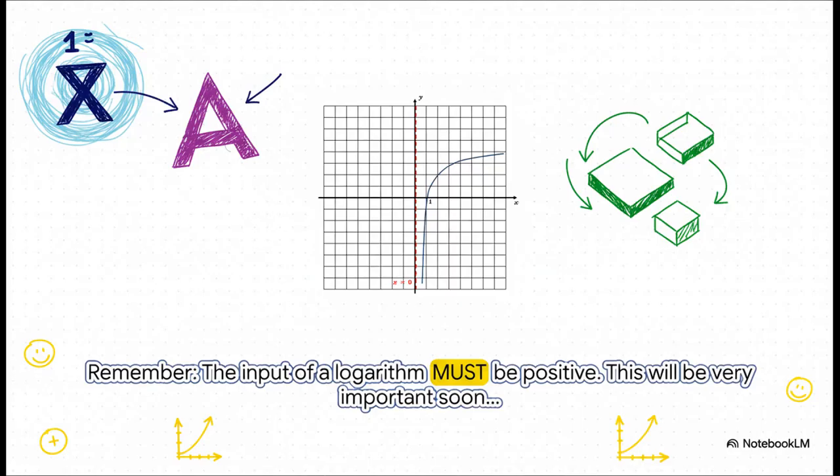But hang on, before we get too far, I need to give you one crucial piece of information, a fundamental rule. You can only take the log of a positive number. You can't take the log of 0, and you definitely can't take the log of a negative number. It just doesn't work. Now, just tuck that little fact away. It's going to be really important in a minute.